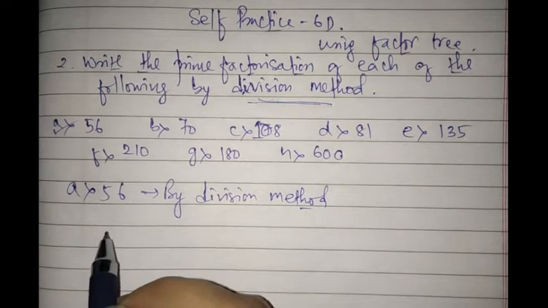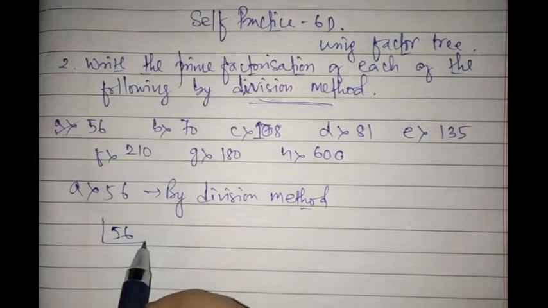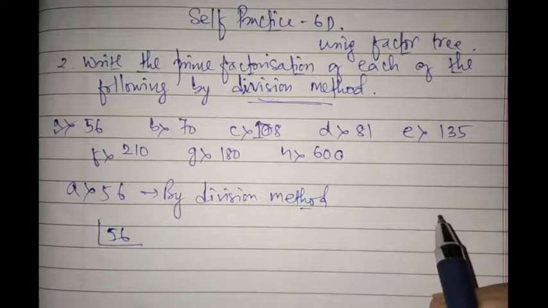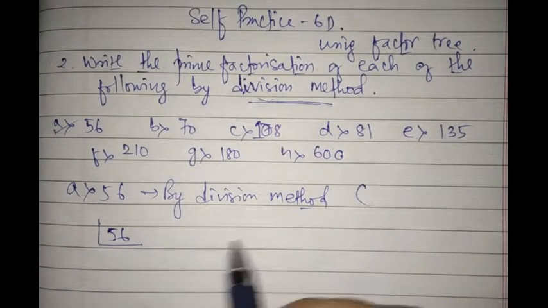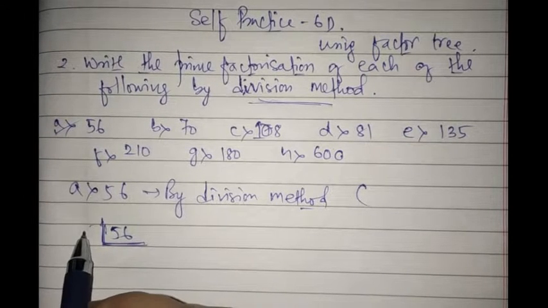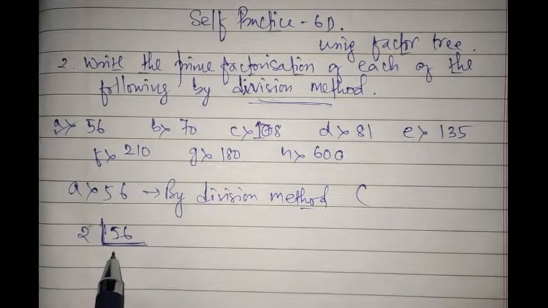Okay, so 56. What we are going to do is just make this type of sign or bracket. Not like this, like this, half of a square. So just divide this by 2. Okay, divide this by 2.